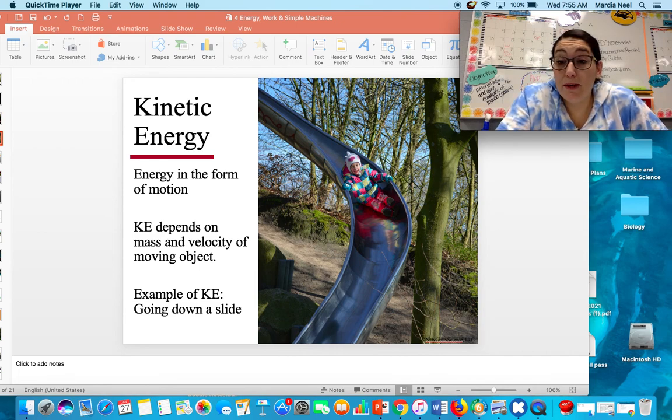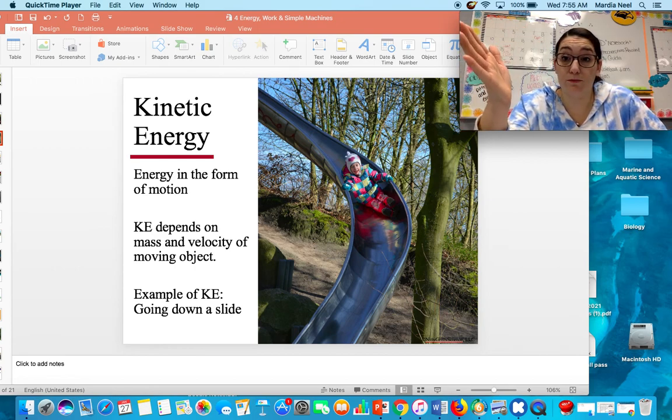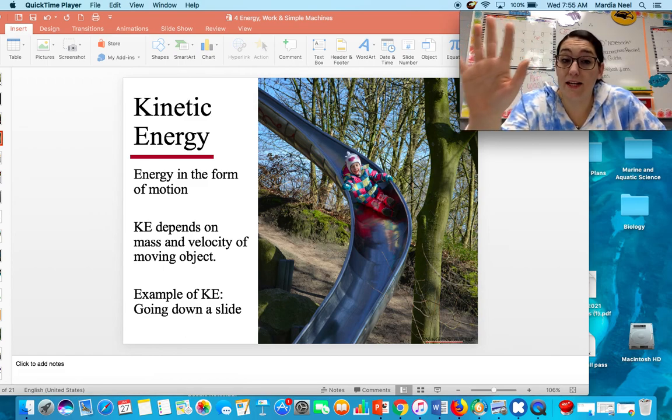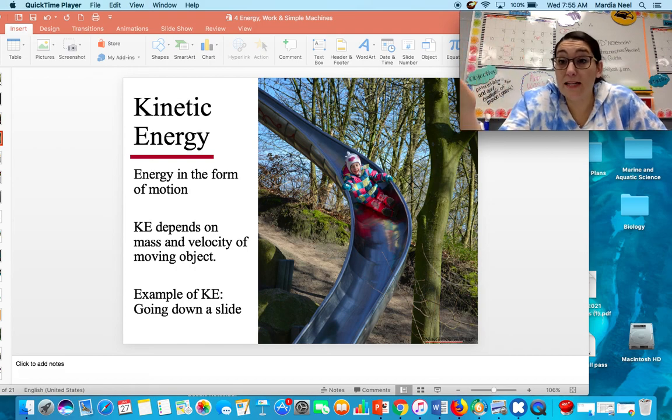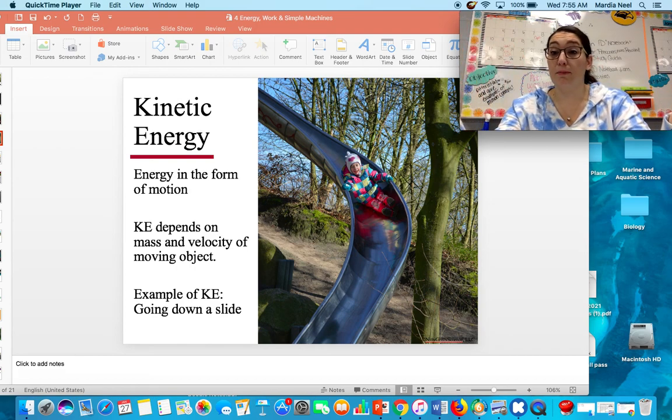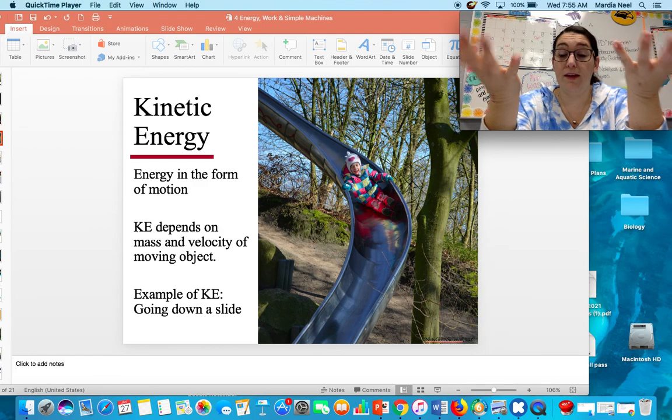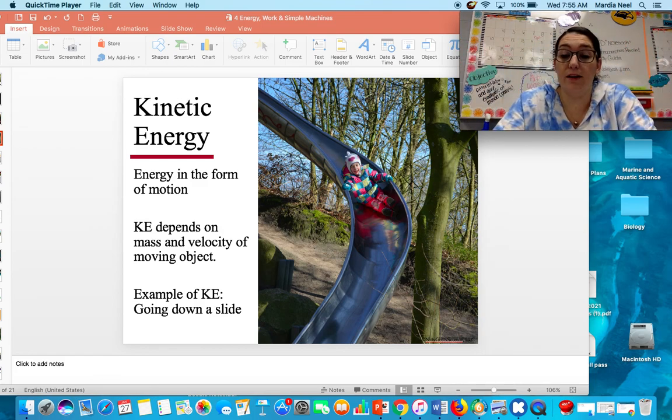Now, it might not be a person. Something that's inanimate can have kinetic energy. A ball floating in the air, or somebody hitting a ball, that ball has kinetic energy because it's moving. Balls have masses and balls have velocity. So how much does the ball weigh and how fast is that ball moving? That's how much energy is contained within it.